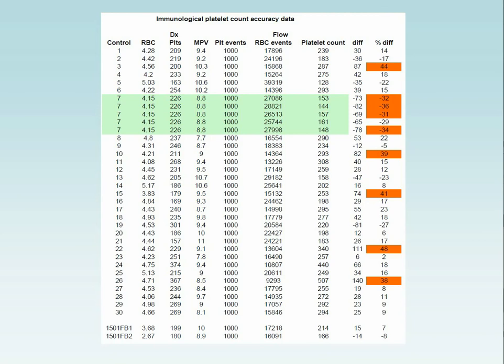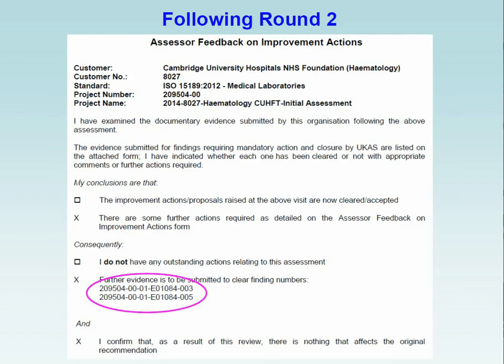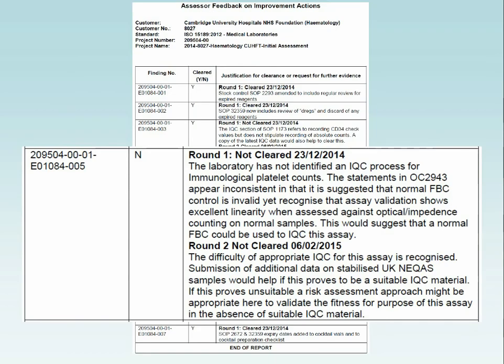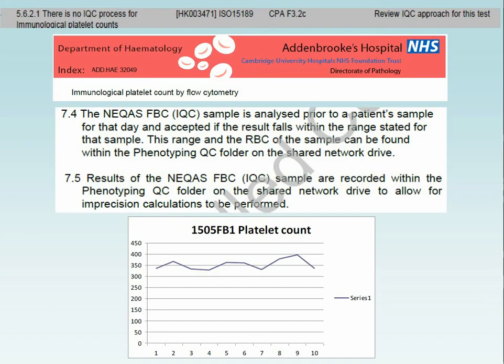Following round 2, this is what came back. Note that. So 2 non-compliances. However, when you look at the sheet, there was only 1, and it was still around the immunological platelet count. So you can see there for 005, not cleared. We had to go one more round. And that's what we did.